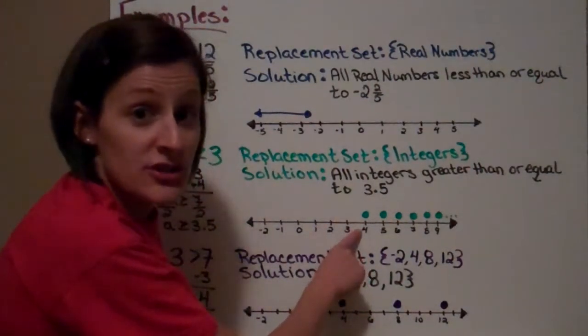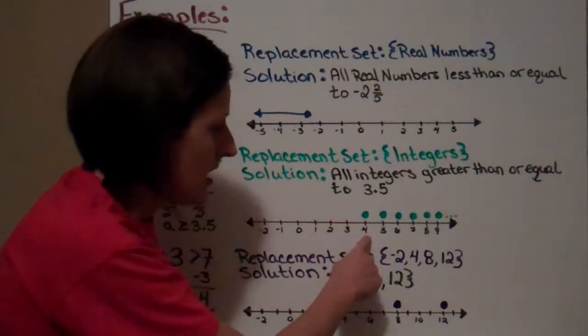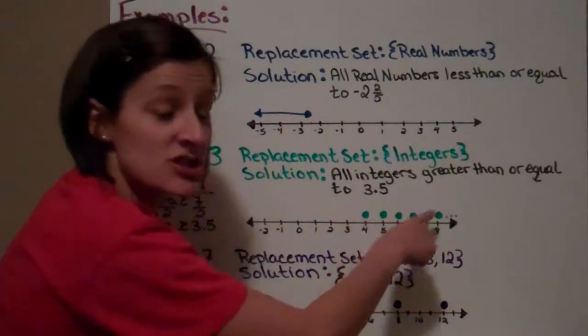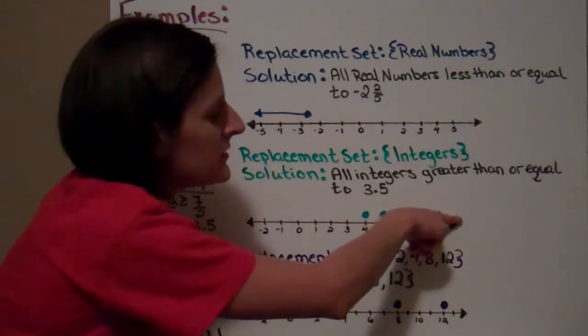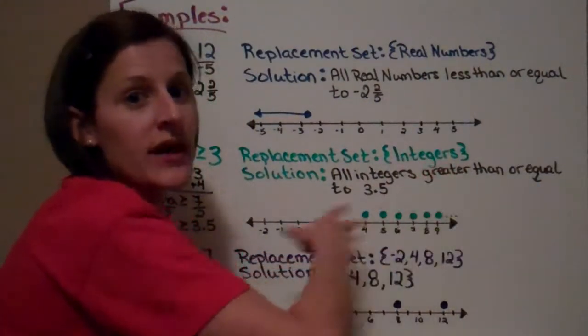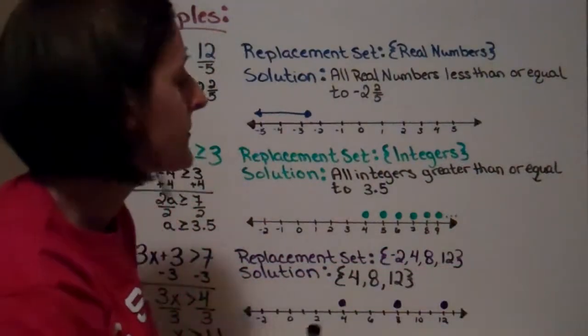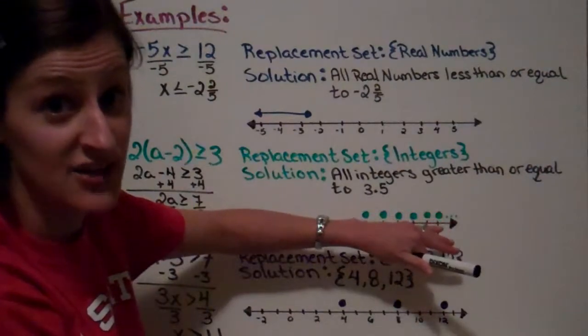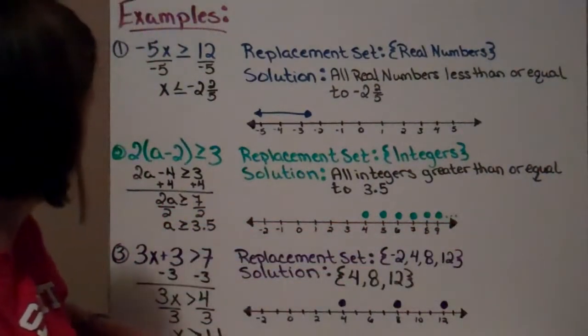But the next integer larger than that is 4, then 5, then 6, then 7, then 8, then 9. Notice they're just little dots. And I do 3 little dots down here to show that it'll keep going on and on. So I've only put dots on the solution set, which are integers, not in between.